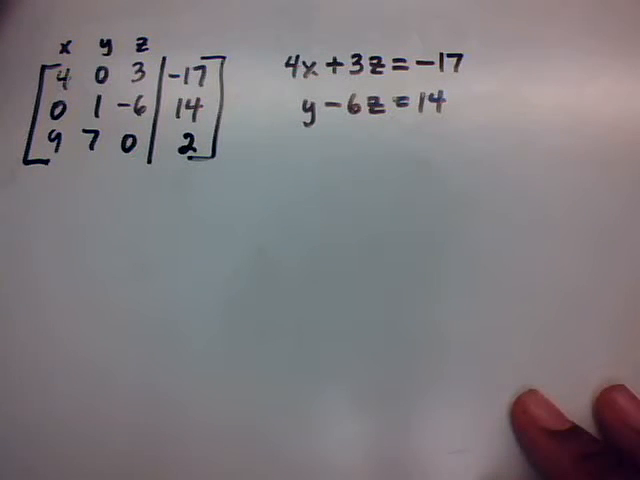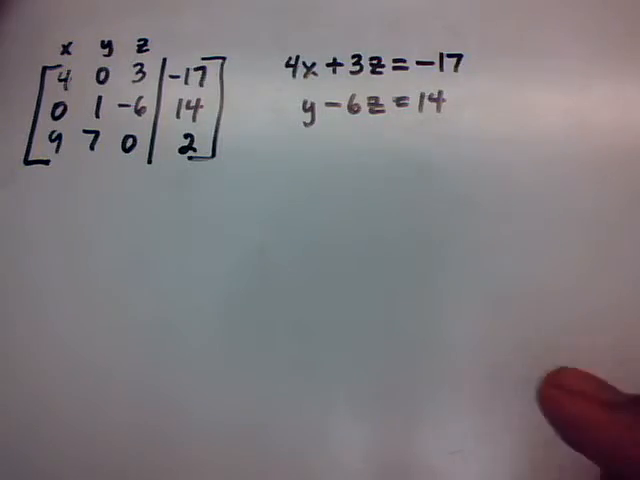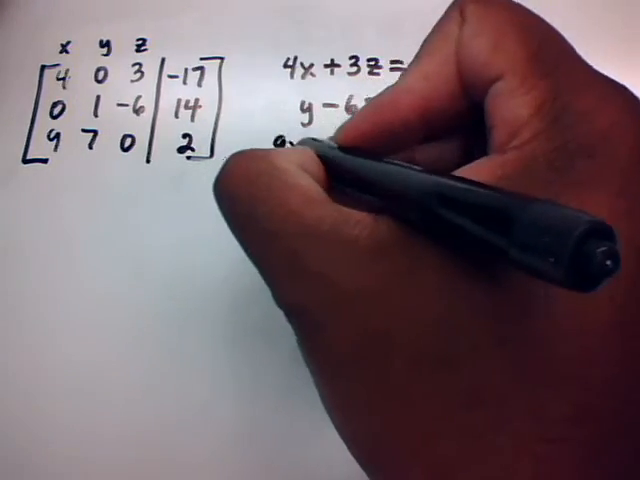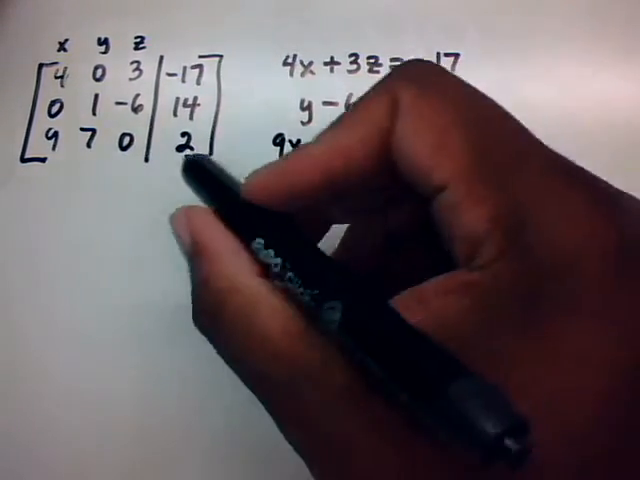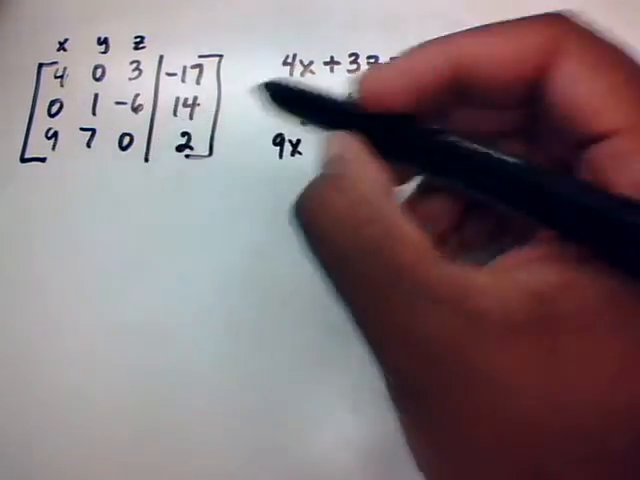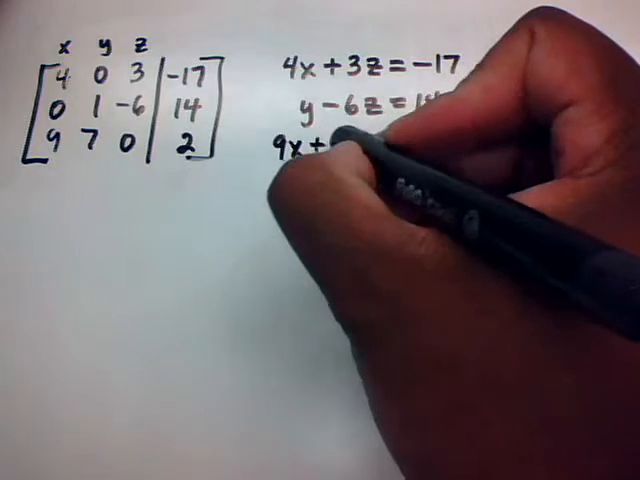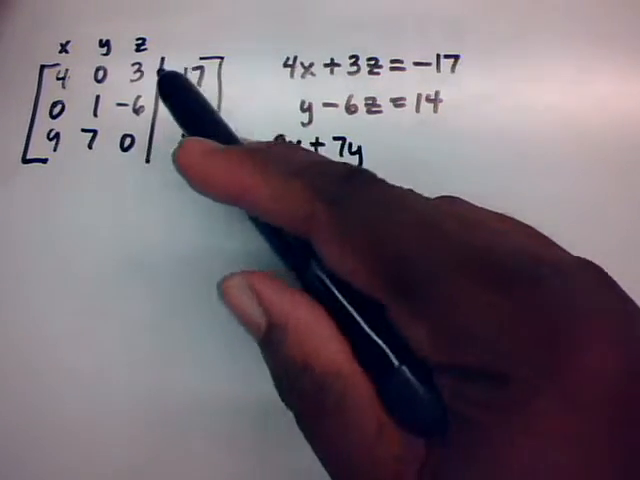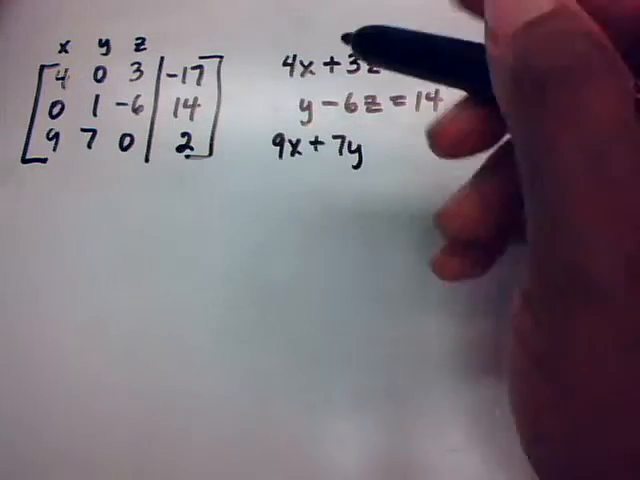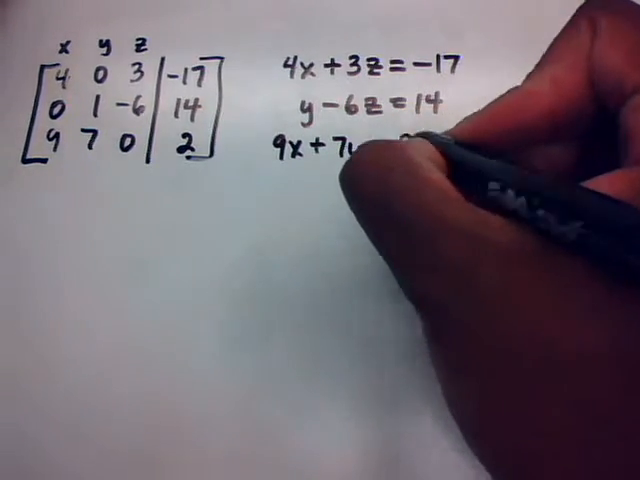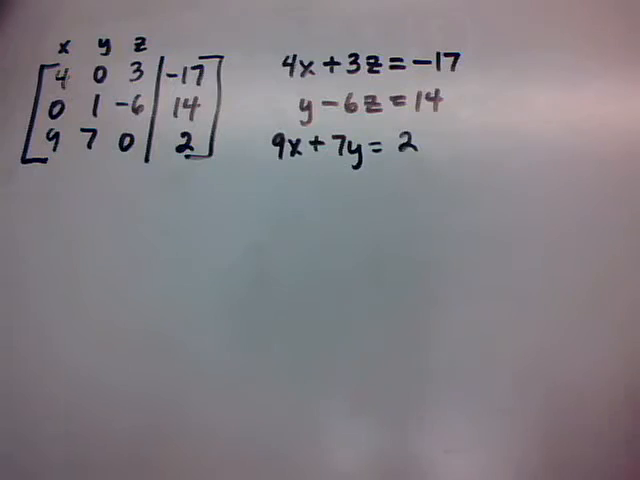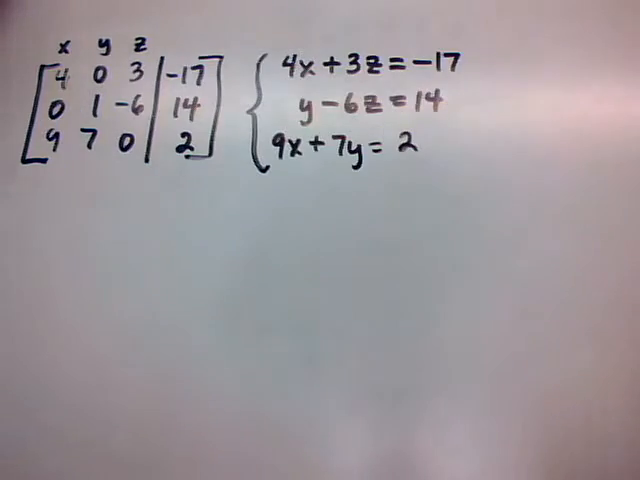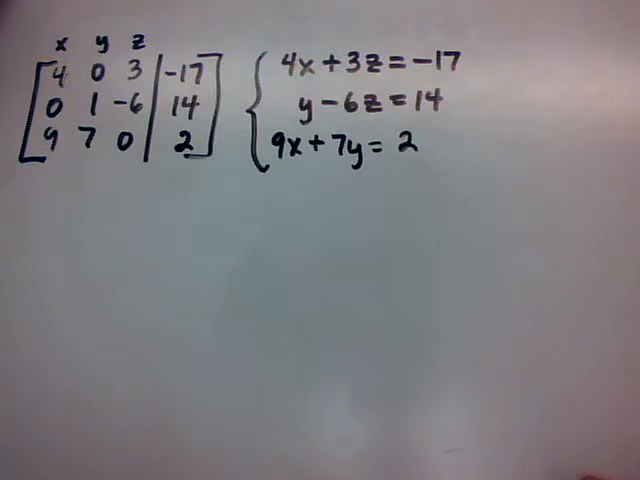And then for 9, 7, 0, 2, the coefficient for 9 is x, so that'll be 9x. The coefficient for y is 7, so it'll be plus 7y. The coefficient for z is 0, so we don't need to write down 0z. So 9x plus 7y will be equal to 2. So this represents the system of linear equations here.